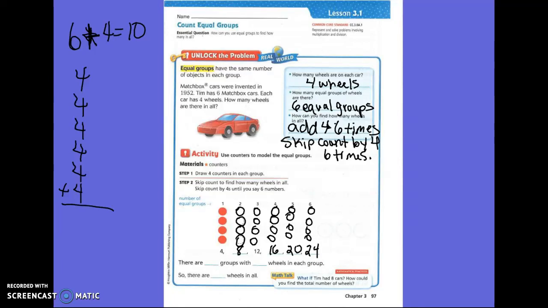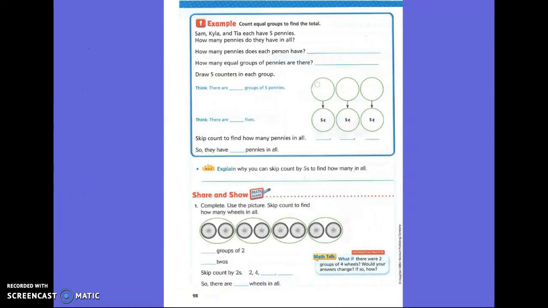So counting by 4s is 4, 8, 12, 16, 20, 24. How many groups are there? 6. With how many wheels in each group? 4. So there are how many wheels in all? 24. Okay, when you have that down, go to the next page. Are you still on this bicycle? Okay. Now, let's read the next story, please.